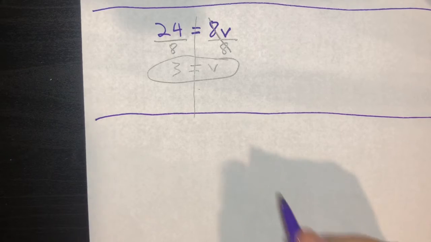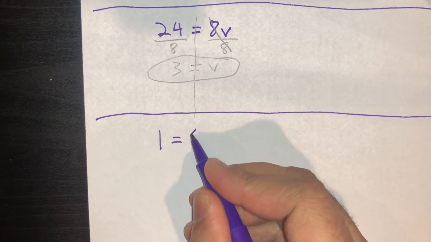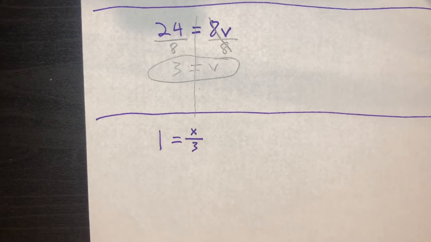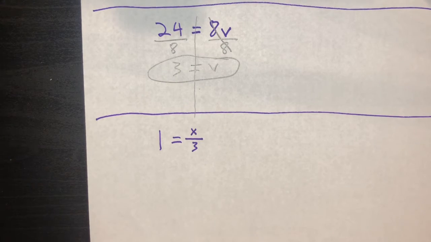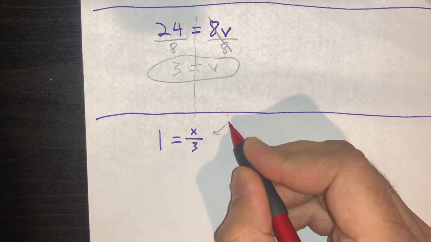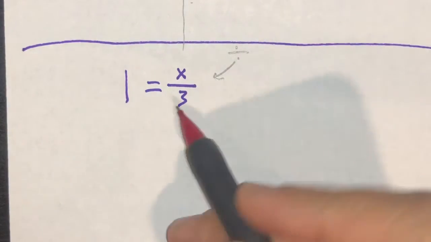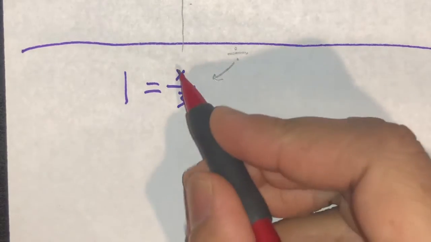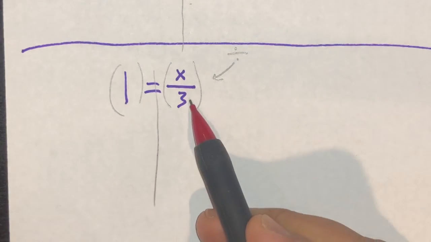My next problem is going to be 1 equals x over 3. Okay, so first thing I have to do is identify this fraction bar, it's the same thing as what? Division, right? So division operation. If I go back up here, division is the inverse of multiplication. So I want to do multiplication on both sides. I'm going to multiply both sides by 3, because that's right there.